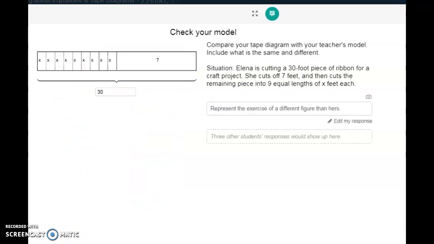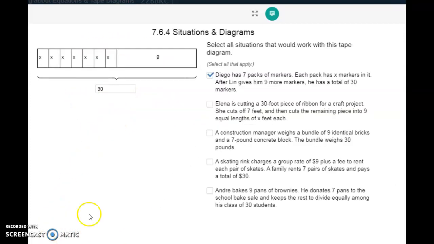On this slide, the student should be thinking about their model on the slide before and comparing it to this teacher model right here. On this slide, the question is, which of these situations match this model right here? The feedback that was given to the student by clicking this button right here, the teacher said, yes, Diego's situation matches this model, but there is at least one more situation that will match this diagram. Can you find it?